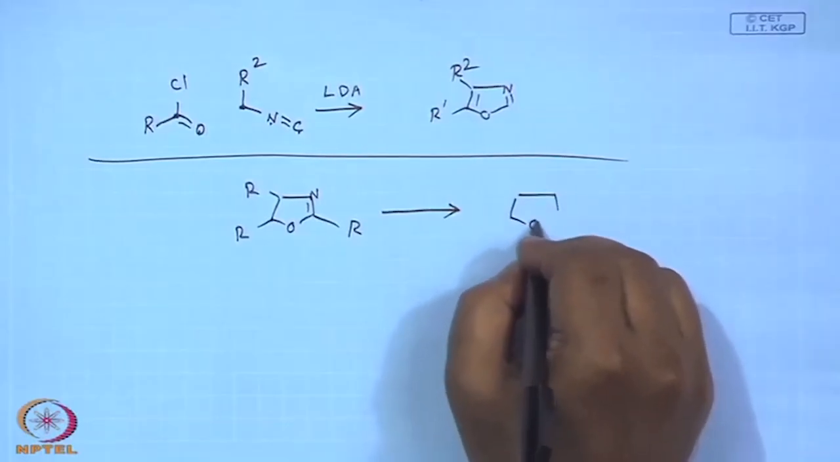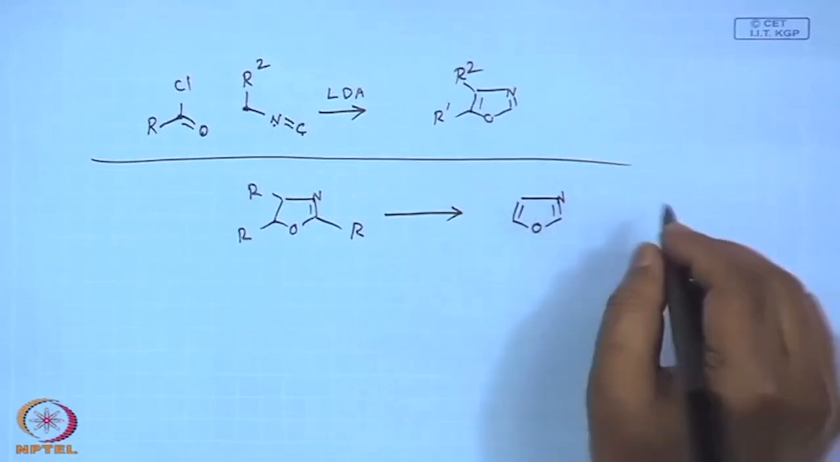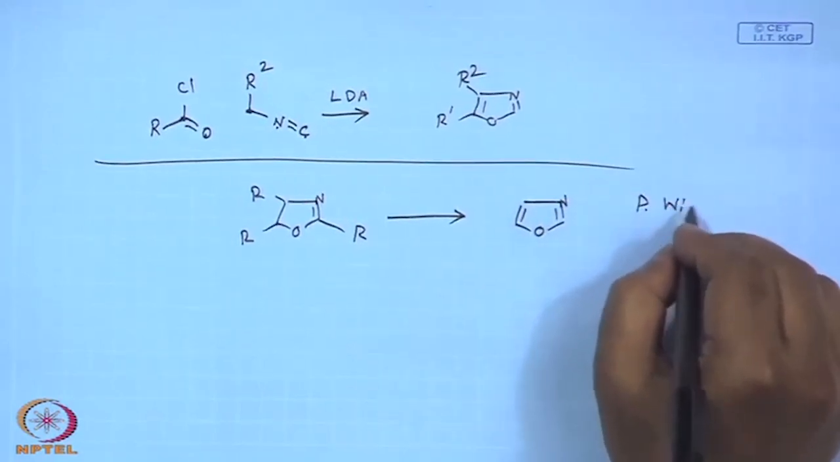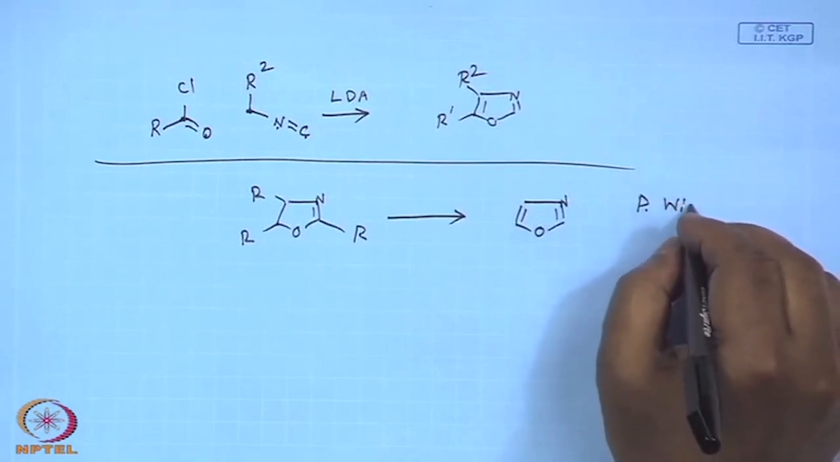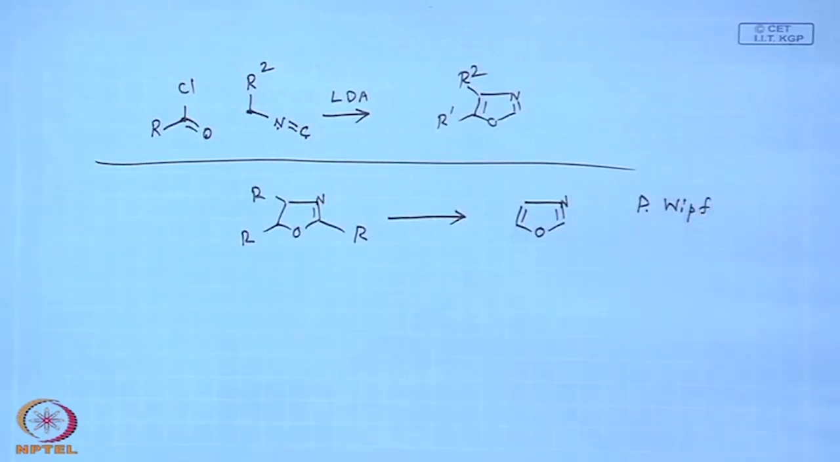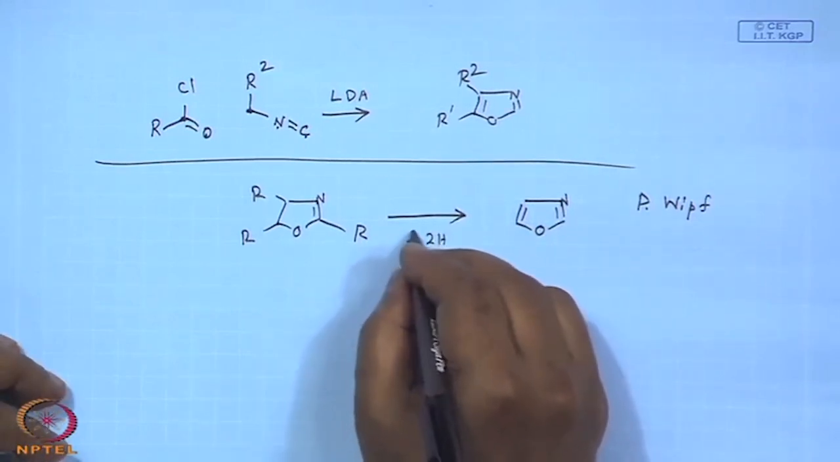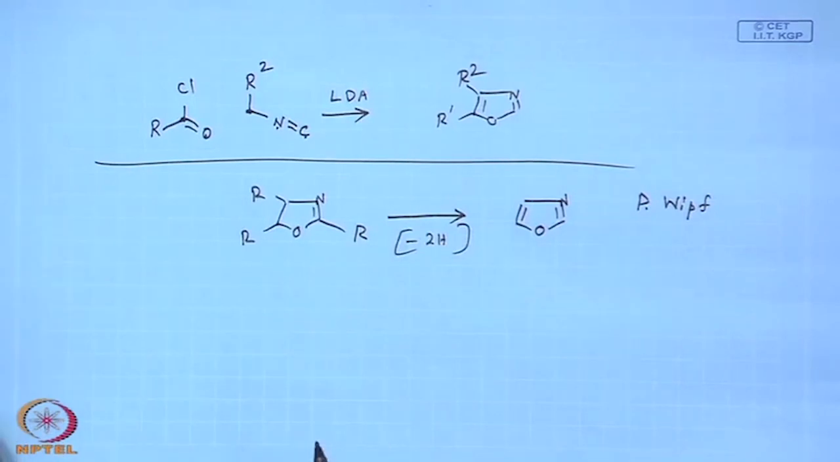So how can you do the dehydrogenation? If you remove the two hydrogens, you can get to this sort of compound, and this was made popular by Peter Wipf. He is a well known scientist at the University of Pittsburgh, and he has done extensive work on this mode of oxazole preparation. Now, the question is how to remove these two hydrogens. That means it is a dehydrogenation process, so you have to have sufficient knowledge about dehydrogenations. What are the methods we know of?